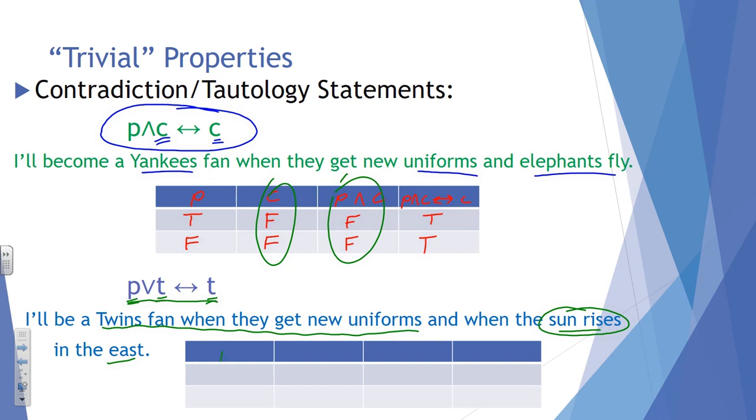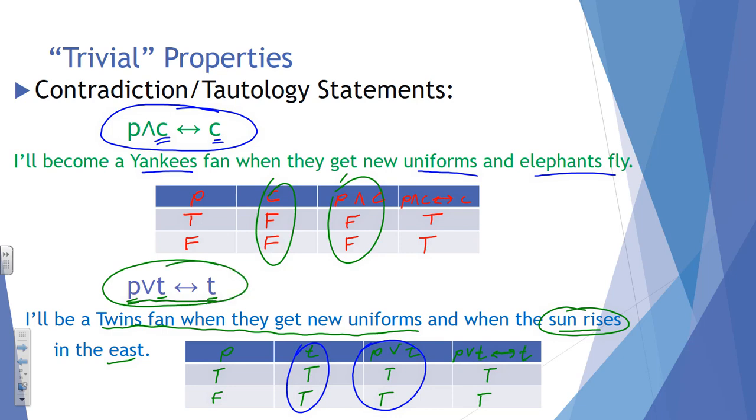This truth table, again, has P, but this time we have a tautology. P can be true or false. A tautology is always true. The left side of our biconditional is P or T, which is going to be true and true. And our biconditional statement, P or T equivalent to T. We're comparing those two columns, and of course they match. We have a tautology, and so we've proved the tautology statement.